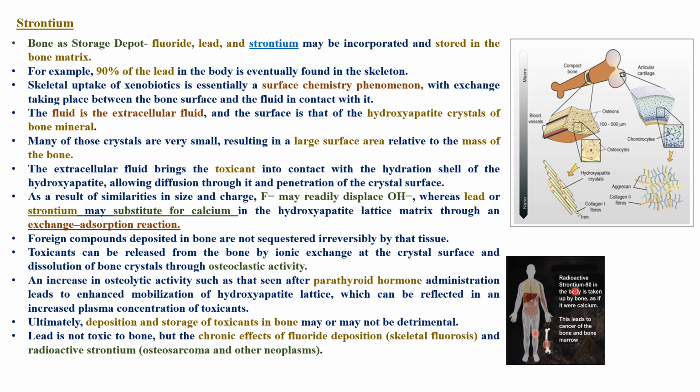The important thing you have to understand is that radioactive strontium, which we're discussing, is taken up by the bone as if it were calcium. The body is not able to differentiate between strontium and calcium. Instead of calcium, bones will take up strontium 90. This leads to cancer of the bone and bone marrow. Here you can see the typical structure. I hope we are able to understand the reasons why strontium and radium were important. Radioactivity is another very important chapter when you are preparing for toxicology.